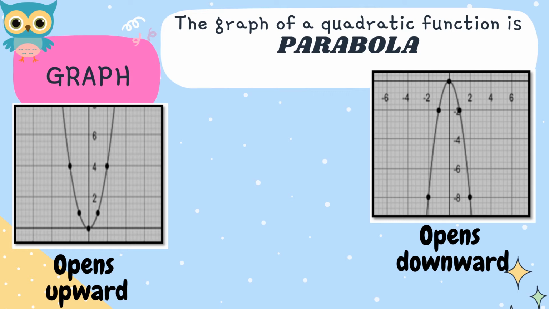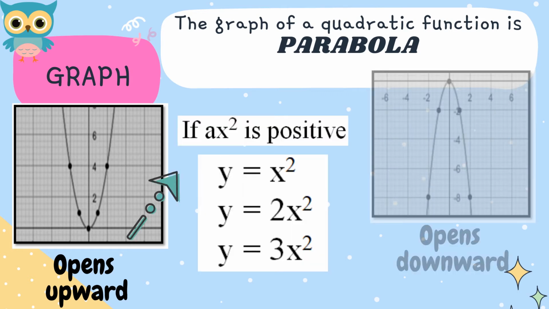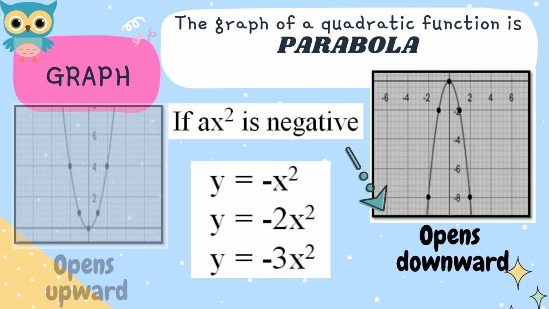It may open upward if and only if your ax squared is positive. So if ax squared is positive, the opening of the graph of your parabola, or your quadratic function, will be upward. While if ax squared is negative, the opening of the graph of your quadratic function will be downward. So these are the two possible illustrations of the graph of a quadratic function.